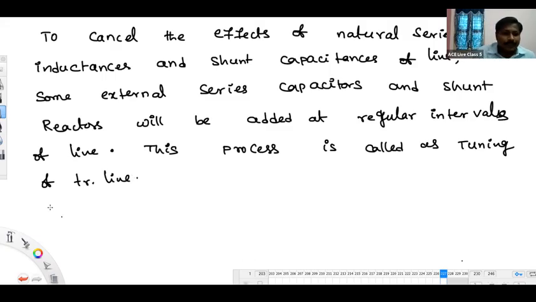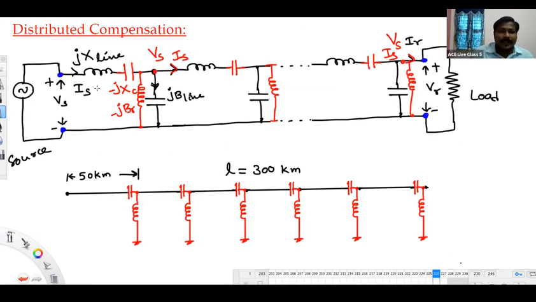By the tuning process, we will get voltage magnitudes almost constant throughout the length of the line, and current magnitudes also almost constant throughout the length of the line. Can we call this line a flat line? No, we should not call this line a flat line.